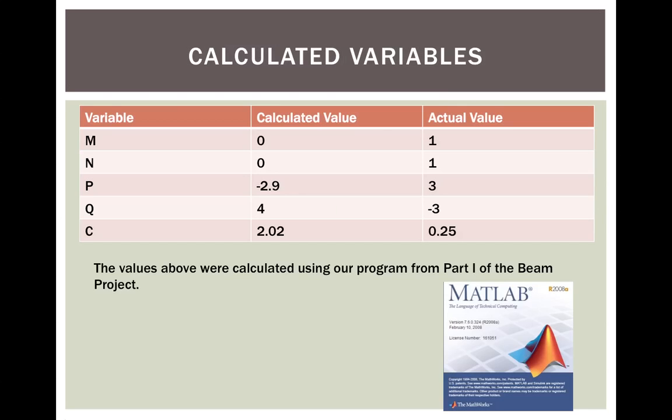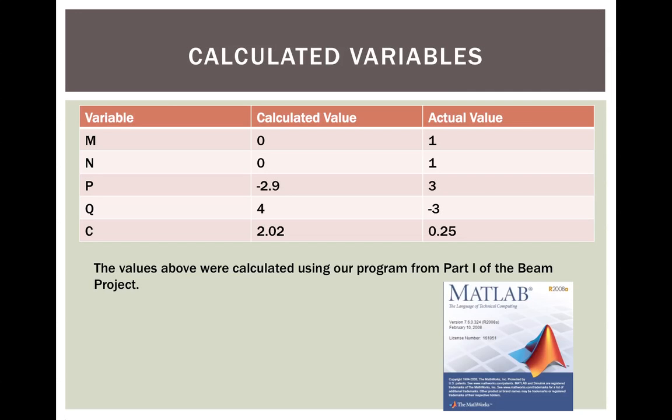This table shows our calculated values and the actual values of the exponents that we talked about earlier. Our calculated values from the first part of our project were originally 0 for M, 0 for N, negative 2.9 for P, 4 for Q, and 2.02 for C. After we got back the first part of the project, we went back and fixed it to get the actual values, which were M equals 1, N equals 1, P equals 3, Q equals negative 3, and C equals 0.25. We thought there were some errors.